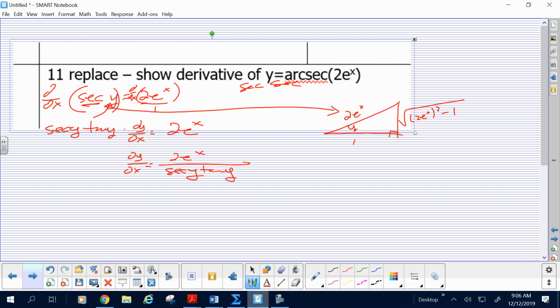With that then, we can substitute in place of those. Now secant y, we actually knew what secant y equals. Secant y is 2e to the x. But tangent y, by opposite to adjacent, is the square root of (2e to the x) quantity squared, or 4e to the 2x, minus 1. Those drop out, so it is 1 over the square root of (2e to the x) squared minus 1. Right?